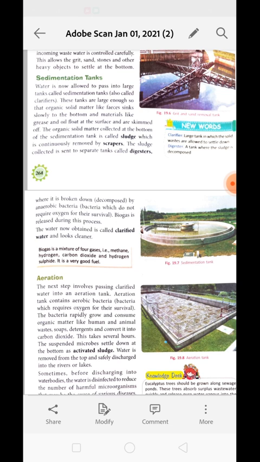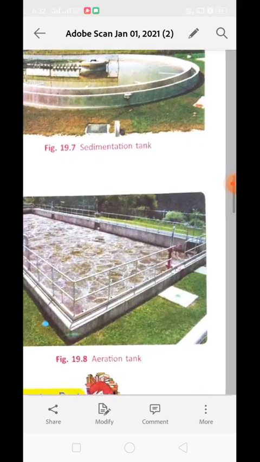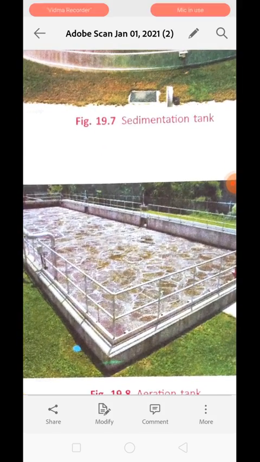Now the next process is, after this, the clarified water is sent to the aeration tank. You can see this is the aeration tank. The clarified water passes into the aeration tank. The aeration tank contains a lot of aerobic bacteria, which respire in the presence of oxygen and are known as aerobic bacteria. These bacteria grow and consume organic matter like human and animal waste, soap, detergent, and convert them into carbon dioxide.